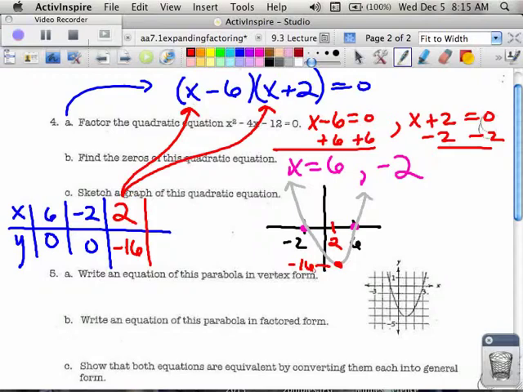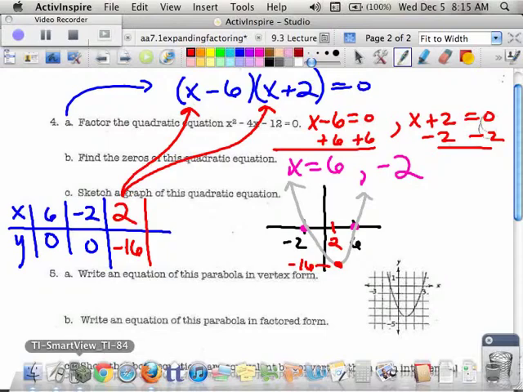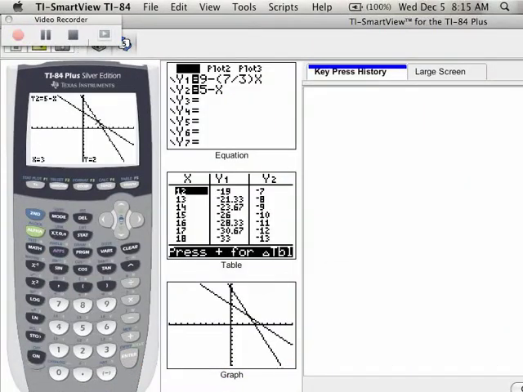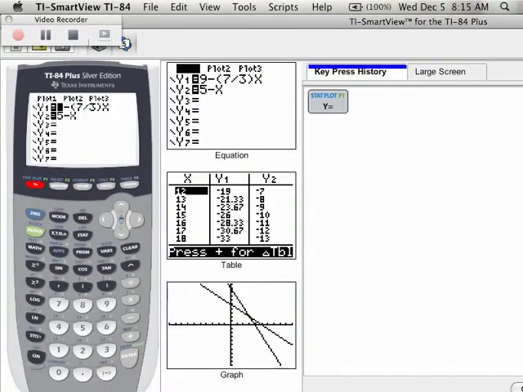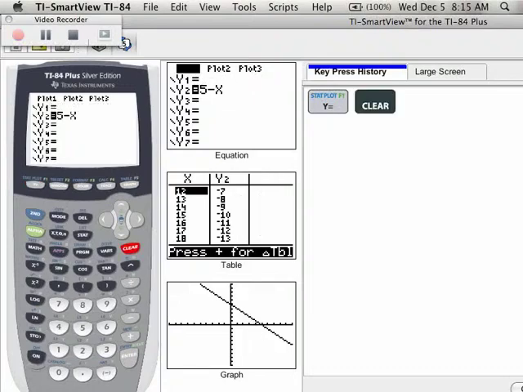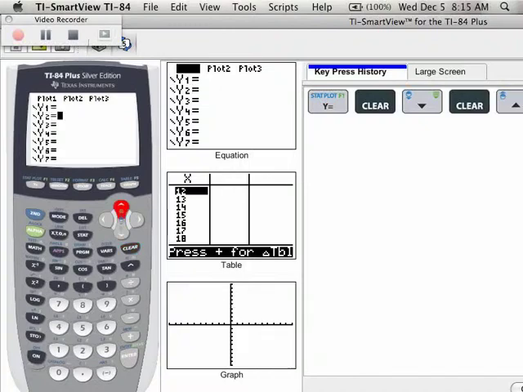Let me show you another way that you could do it. We all have graphing calculators in our class. So I could go to my graphing calculator if I wanted to. You don't have to do this, you can just watch. And I could go to my y equals. And in my y equals, if I wanted to, I could type in the parentheses and I believe it was x minus 6, parentheses, times parentheses, x plus 2.